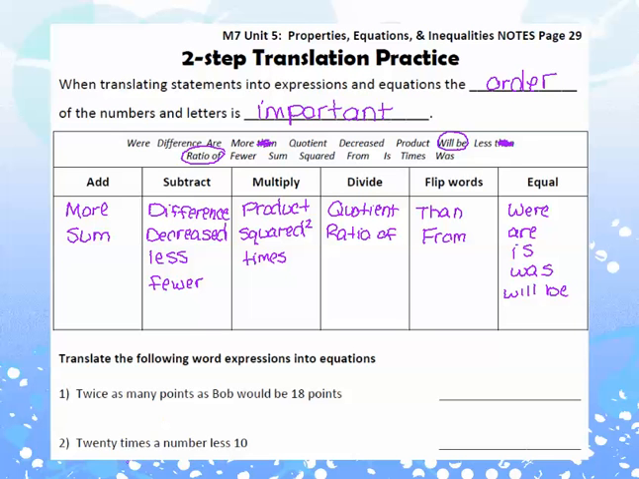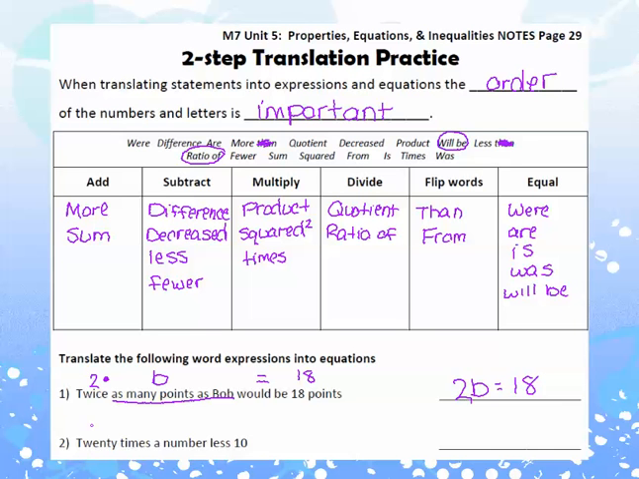Now, let's look down at the bottom. It says, translate the following word expressions into equations. I like to write above the words what they really mean. So I feel like this is a good practice for you to do as well. So twice is 2 times as many points as Bob. Well, the question is, is it telling us how many points Bob has? No, so I'm going to use a B. "Would be" is equal to 18. So twice as many as Bob equals 18, so 2B equals 18.